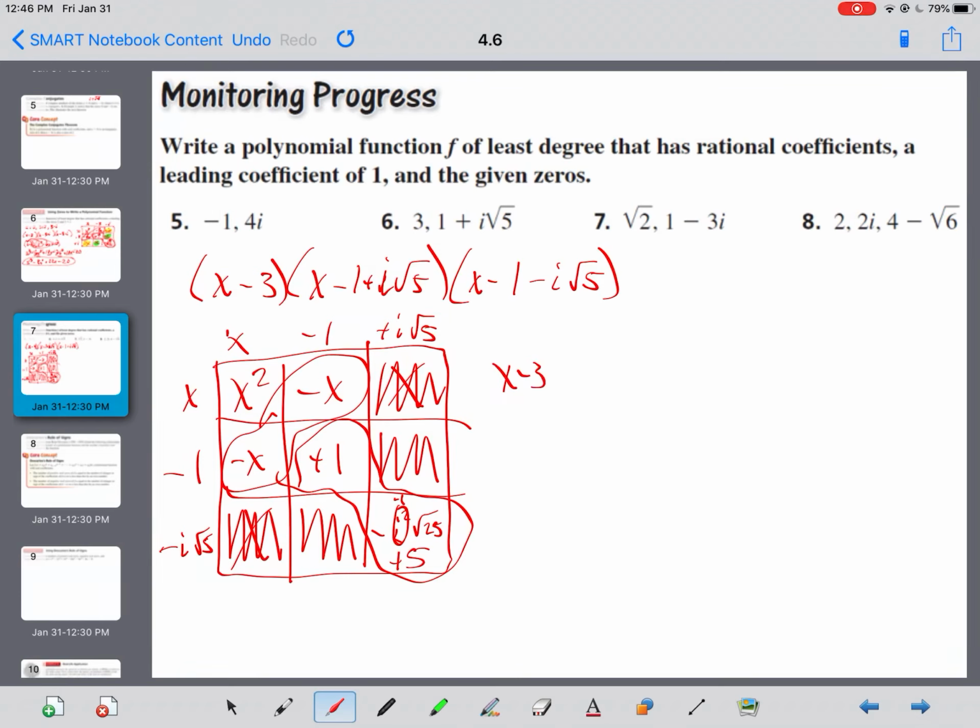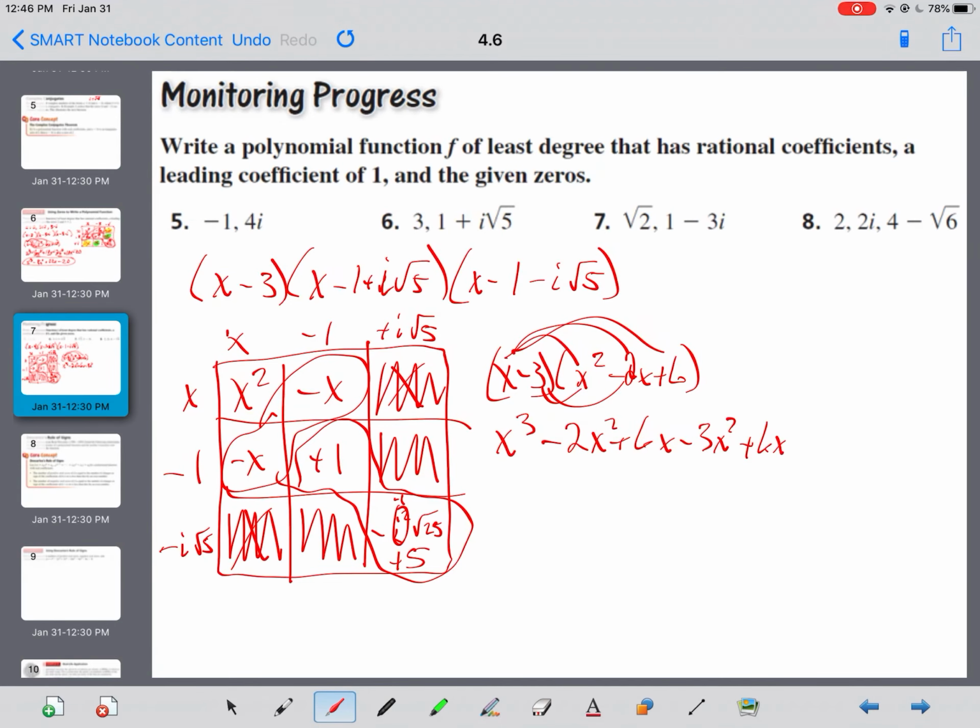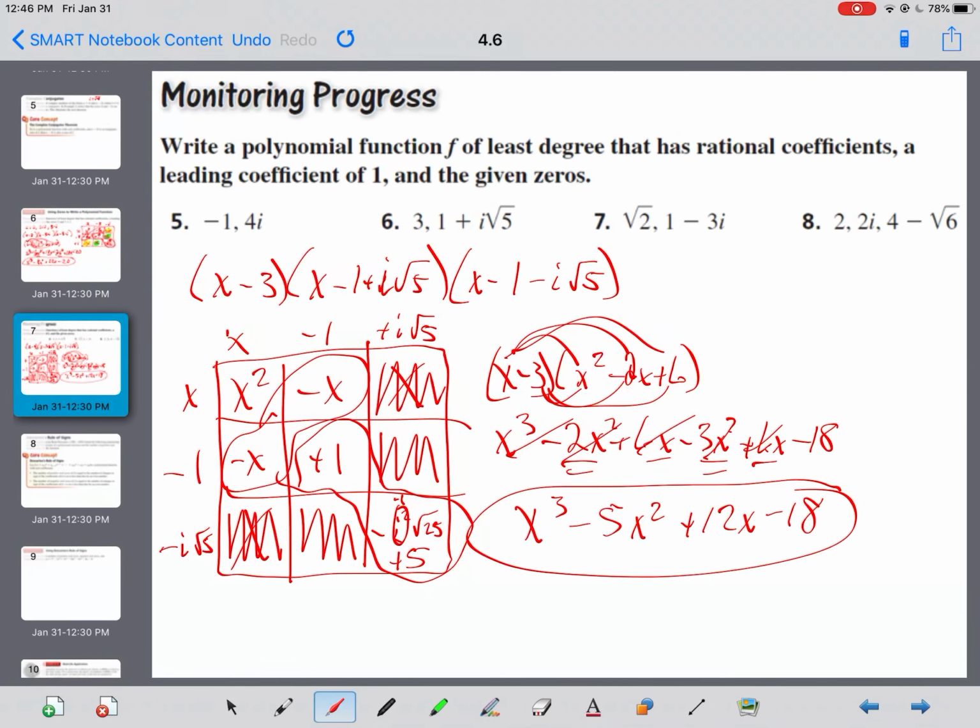So we got x minus 3 still to multiply by, and then we've got an x squared, negative 2x, plus 6. x to the third, negative 2x squared, 6x, negative 3x squared, positive 6x, negative 18. x to the third, minus 5x squared, plus 12x, minus 18. Something like that.